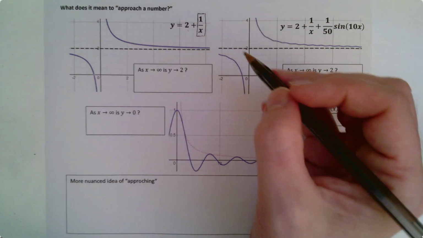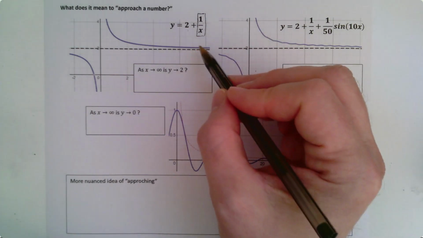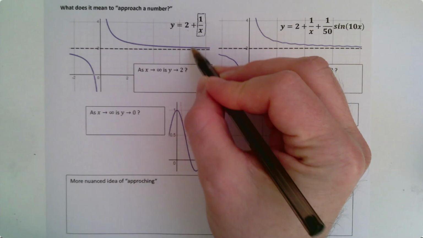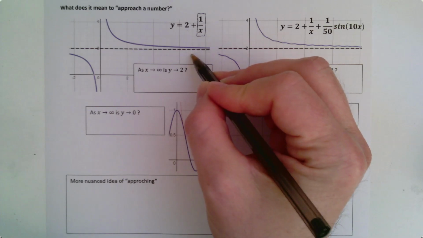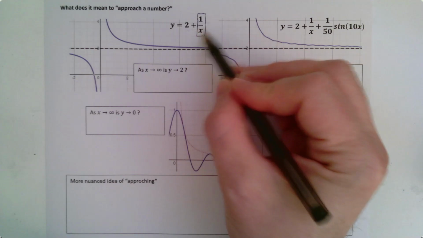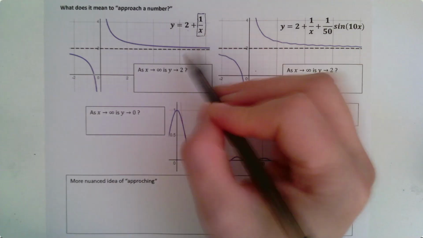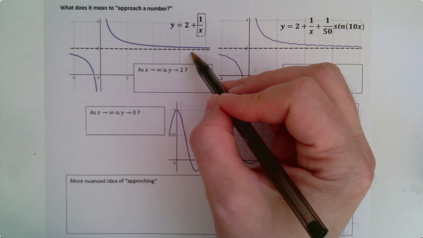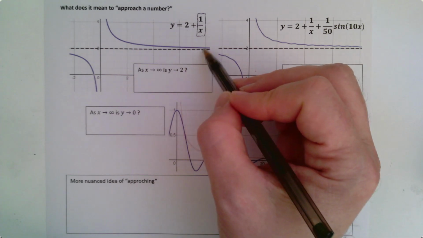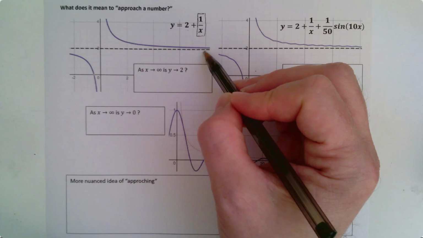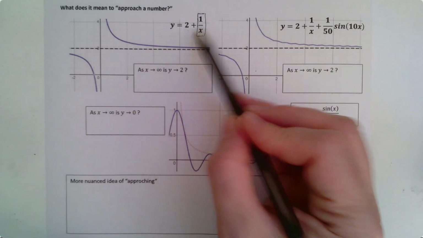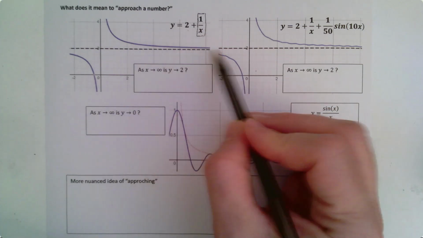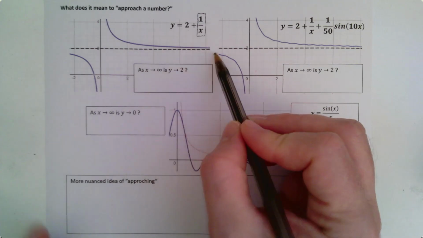So you could say, all right, what if I want all the y values to be within 1/100th of 2? Well, we could do that just by making x larger than 100. What if 1/100th isn't very close to the asymptote? We could say, what if we want all the y values to be within 1/1000th of 2? Well, that's true as long as x is larger than 1000. So you can get the y values of your graph as close to the asymptote as you want just by making x larger.